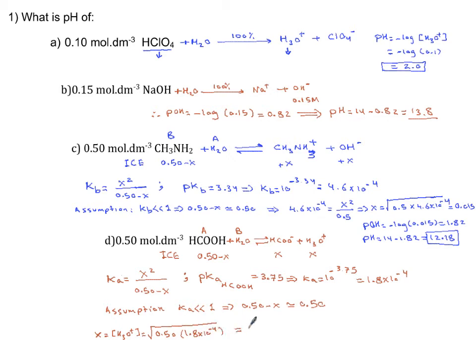And when you do that, you get a tiny number, 0.00949. Therefore, pH is the negative log of that, 0.00949, and that is equal to 2.02. Final answer.